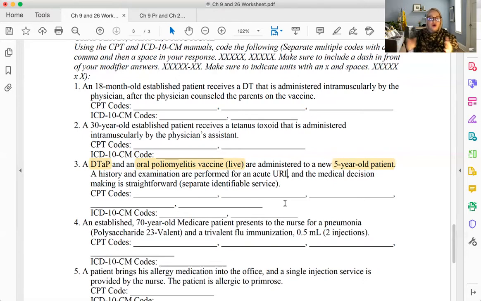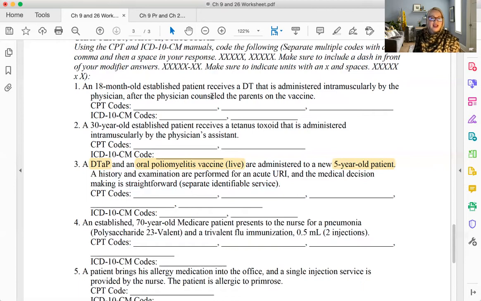Something you should always be aware of when you're looking at your vaccines: there's always a code for the vaccine itself, and there is a code for the administration itself. And so when you have two vaccines here, that's two separate codes, one for each of the vaccines, and two separate codes, one for each of the administrations. Your final code on this visit is the actual E&M itself, because an acute upper respiratory infection is unrelated to getting vaccines in the office today.